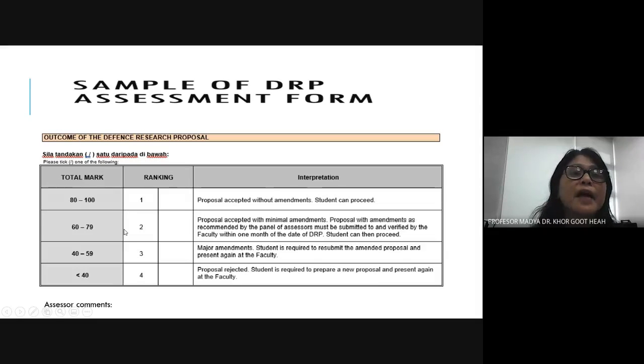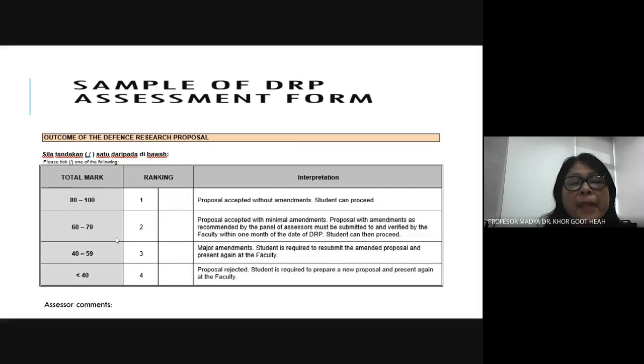So please bear in mind that we are evaluating the master candidate in the defined research proposal, so not to expect the high proposal content of a PhD candidate. Hopefully the comments given by the assessor should be detailed and comprehensive. This is to help our students to improve their knowledge and writing skill before they can start their research journey.